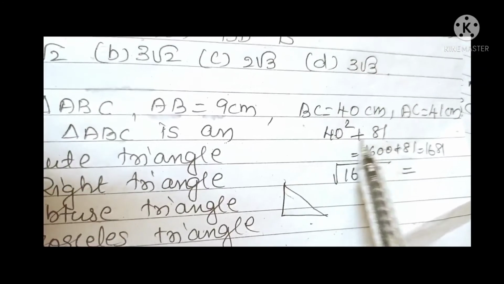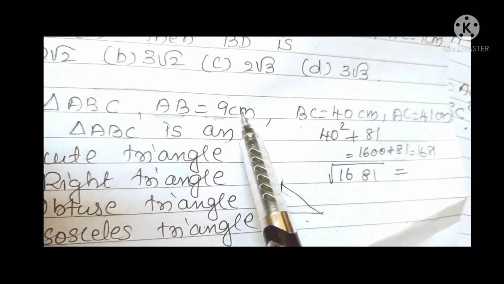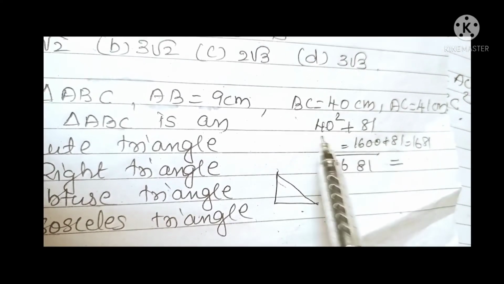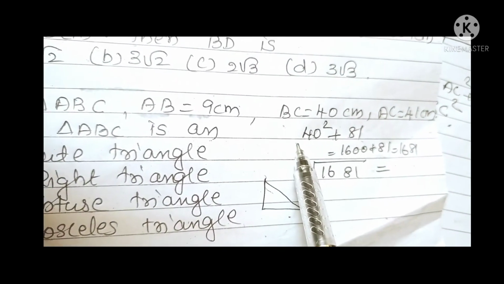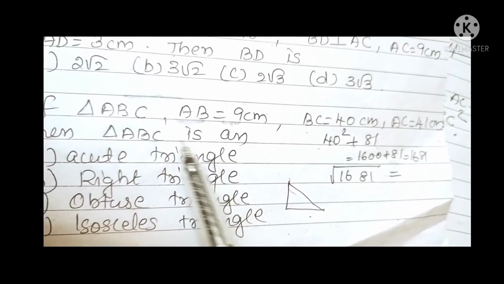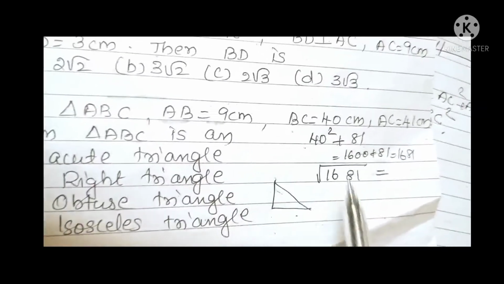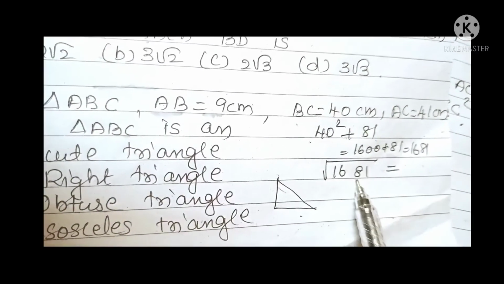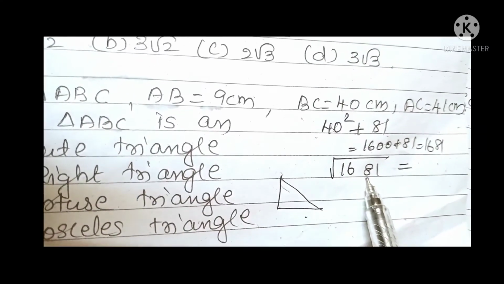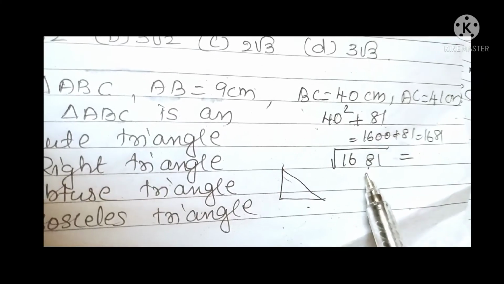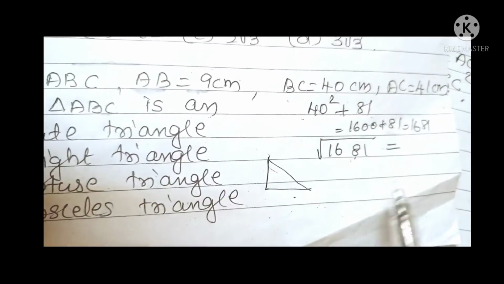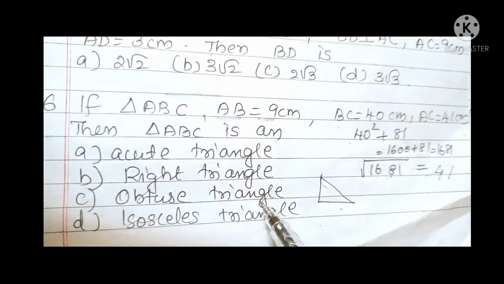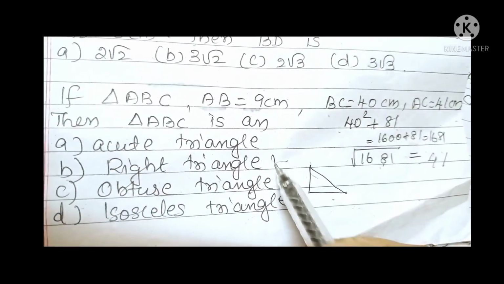So 40 square plus 81, and 81 is 9 square, so 1681. Is it the square of 41, the hypotenuse? 41 square is 1681, yes. So this is equal. That means the given triangle is a right triangle.